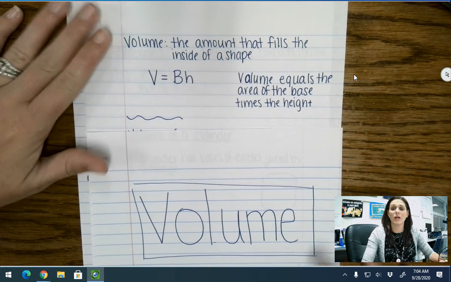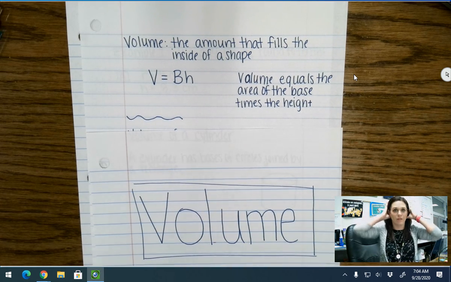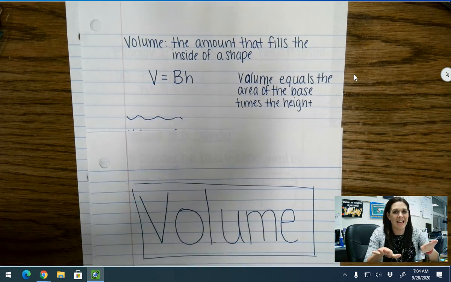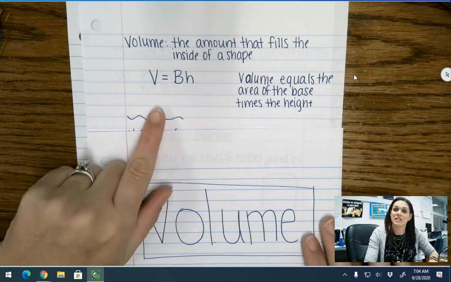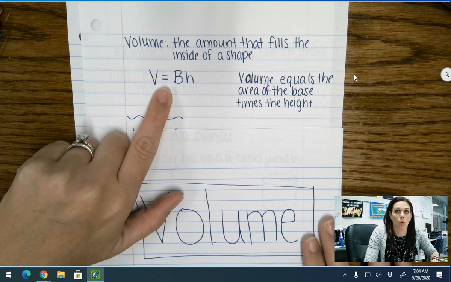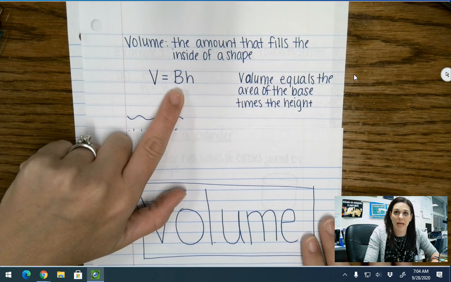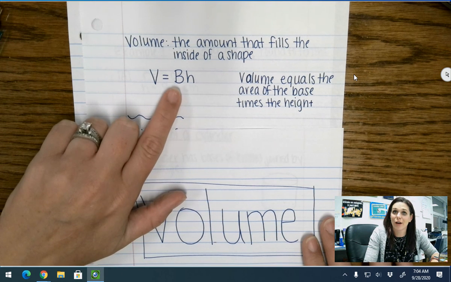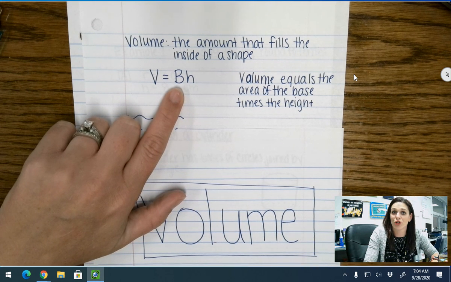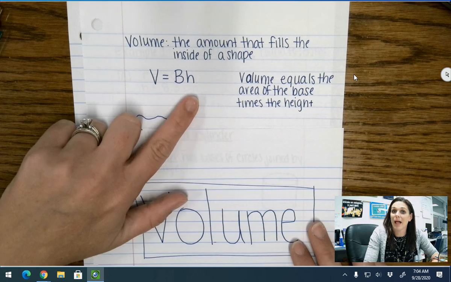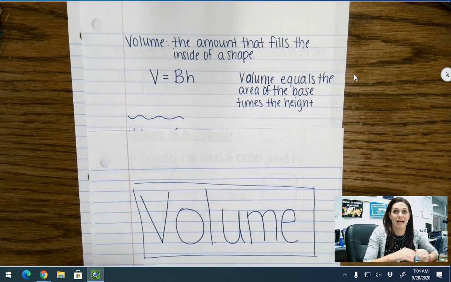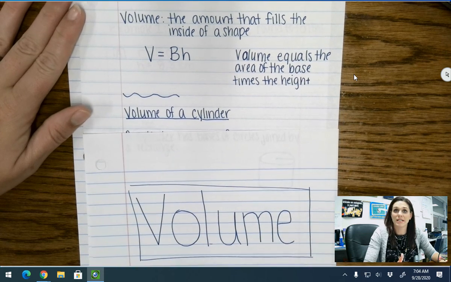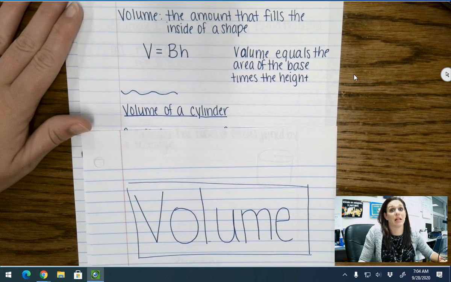Now there's what we call the generic formula for volume. This formula works for any shape that we have. What this formula says is volume equals the area of the base times the height. We take the area of the base, whether it's a triangle, a circle, or a trapezoid, and then we multiply it by the height, the amount of them that's stacked on top of each other. Our focus today is on the volume of a cylinder.